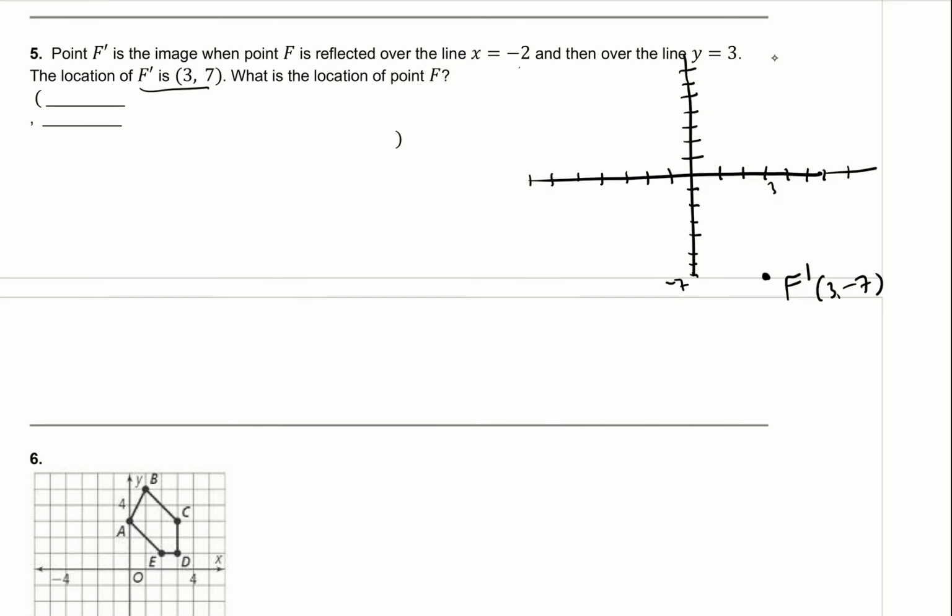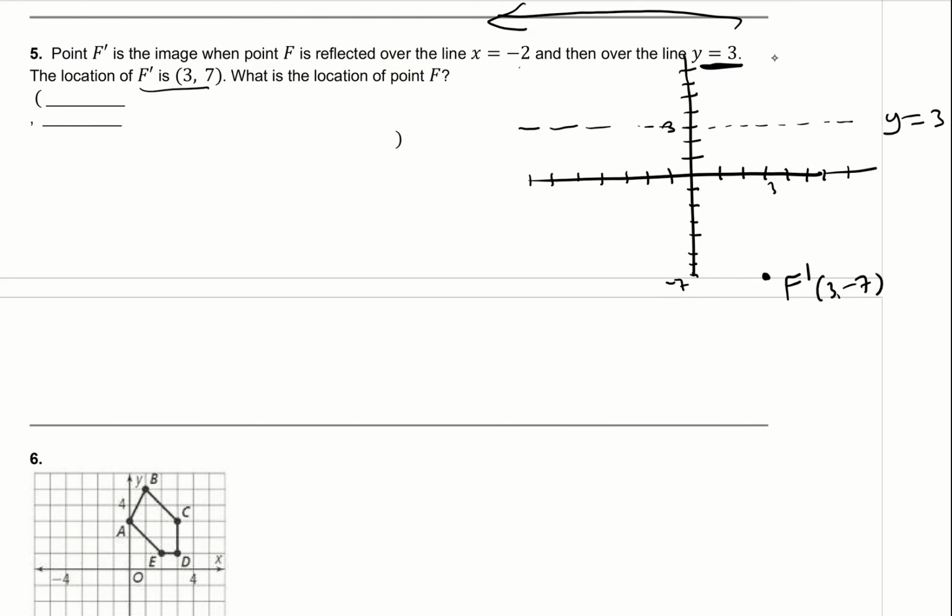And so what we want to do is reverse this process, right? We want to instead go over y equals 3 and then go over x equals -2. So if we reverse this process, let's reflect backwards again over y equals 3. So y equals 3 is a horizontal line. Remember, y equals is horizontal, x equals is vertical. So let's reflect over y equals 3 here.